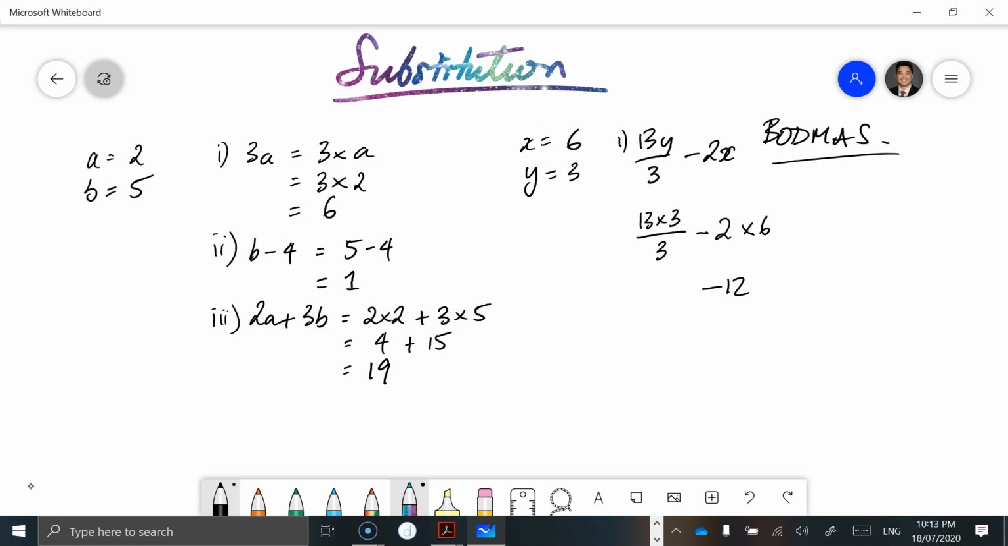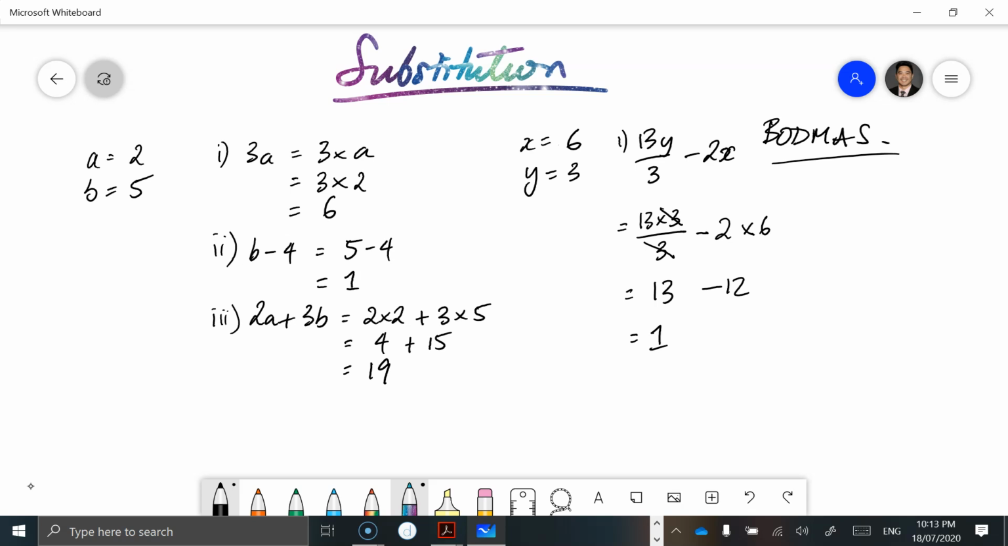But what you can see is that we've got a common factor here, and I'm hoping that you're okay with taking out common factors without having to expand. So we just got 13 minus 12, and the answer is going to be 1.